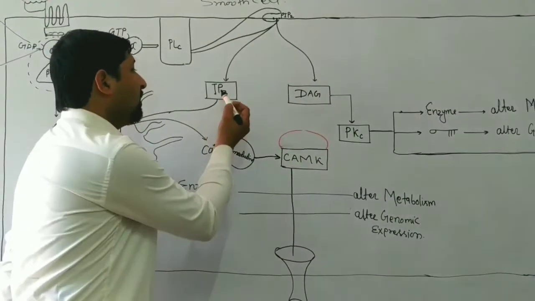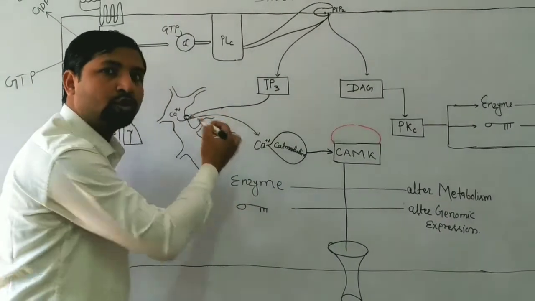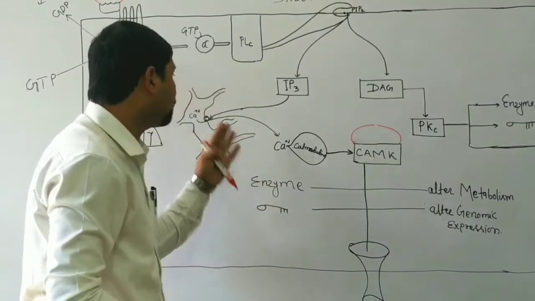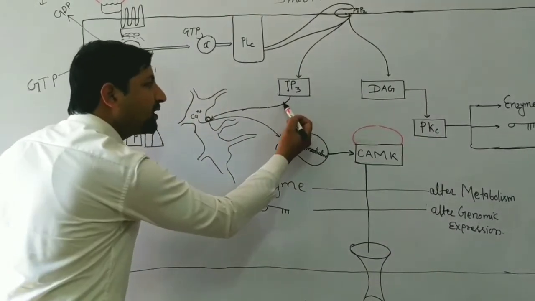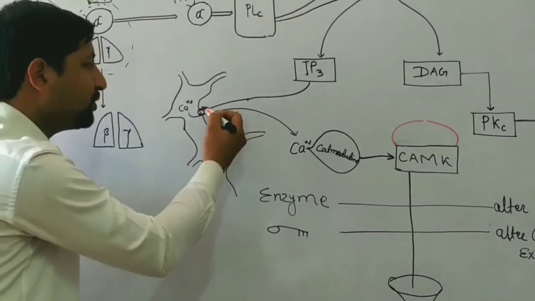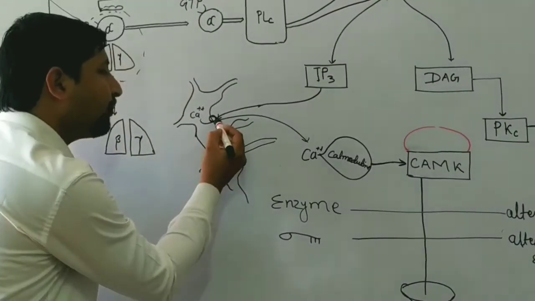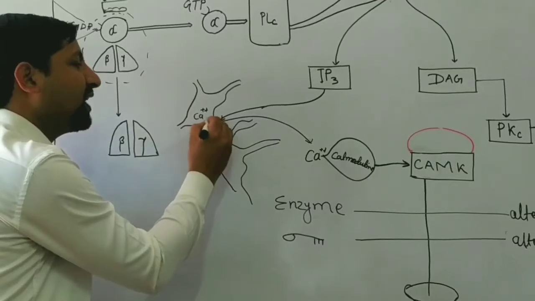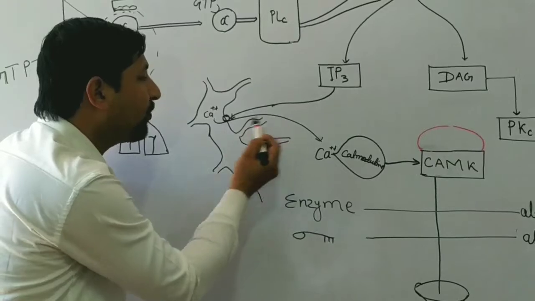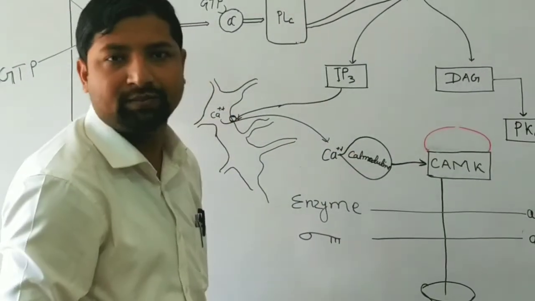Now what will the IP3 do? This IP3 will go to the sarcoplasmic reticulum, which is the hub of the calcium, the storage of the calcium. So this IP3 will go to the sarcoplasmic reticulum membrane and activate the pump related to the calcium channel. So it will be responsible for opening the calcium channel pump. Now all of the calcium will move from the sarcoplasmic reticulum to the cytoplasm.